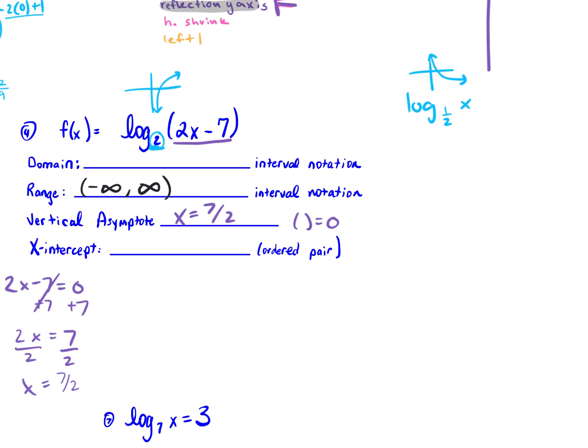So if I were to graph that, my vertical asymptote is going to go through 7 over 2, which is going to be 3.5. 2 goes into 7 3 times.